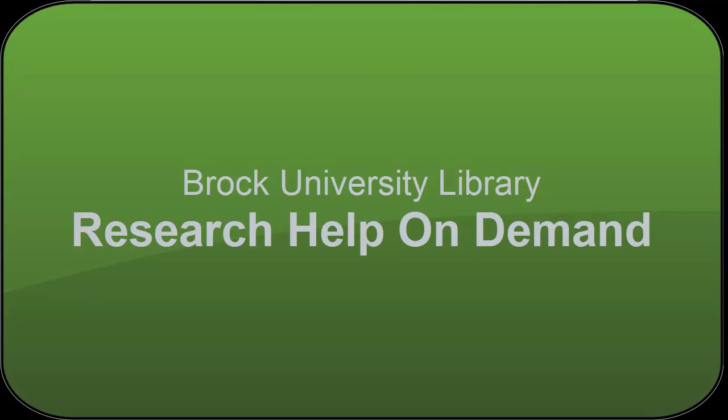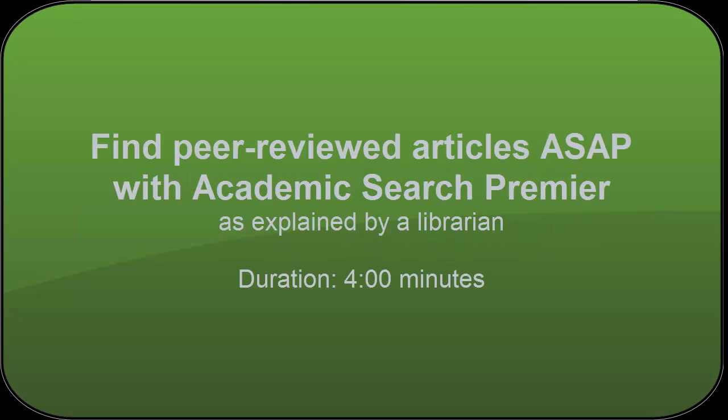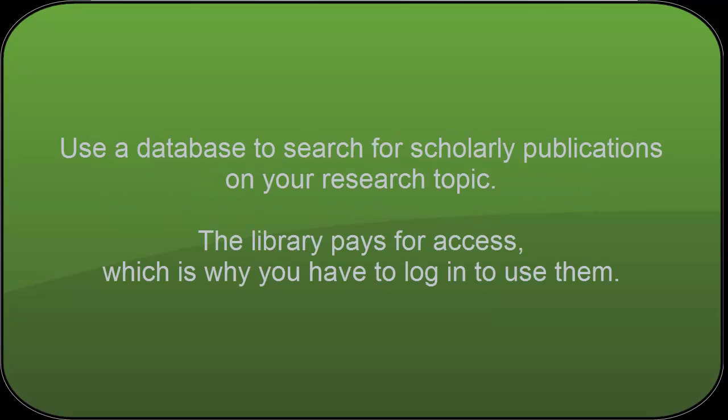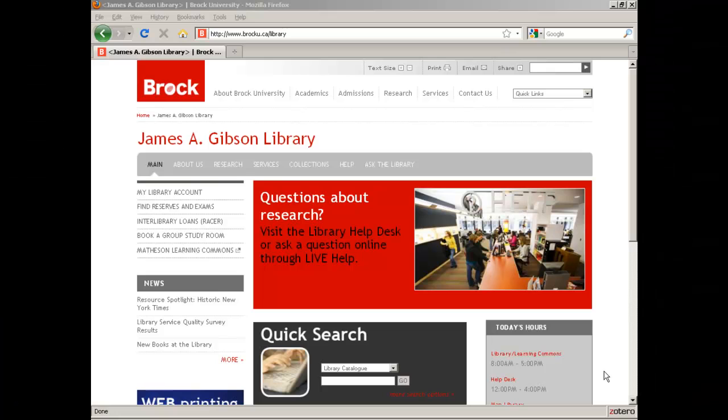This video will show you how to find peer-reviewed articles using a multidisciplinary database called Academic Search Premier, or ASP for short. First, you might not be clear on what a database is. You can use a database to search for scholarly publications on your research topic. The library pays for access, and that's why you'll have to log in in order to use them.